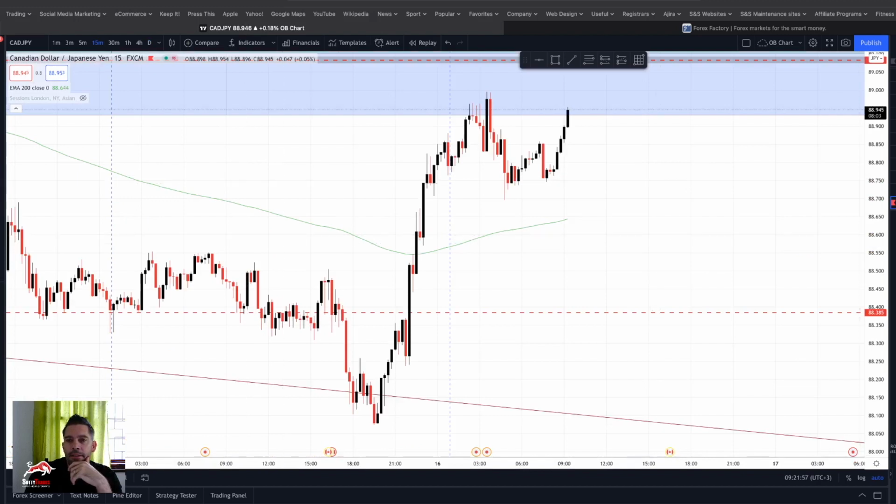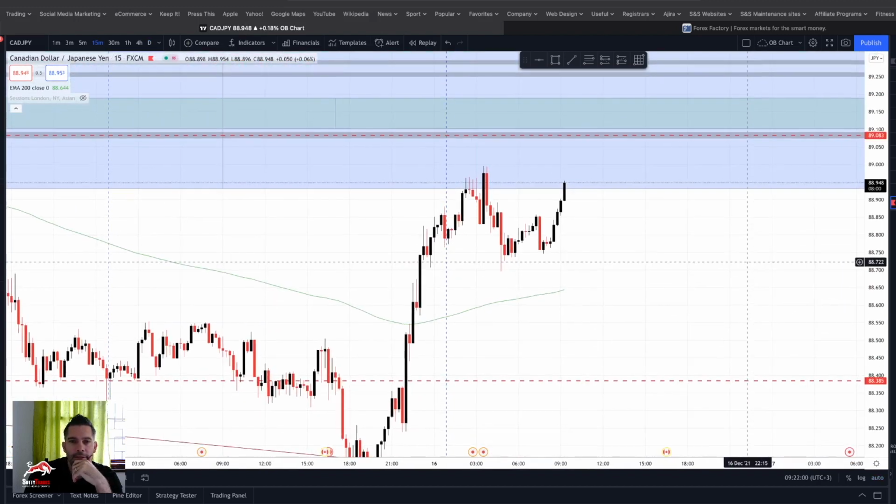And look at this. That support and resistance line falls literally dead center of this imbalance area I drew up.